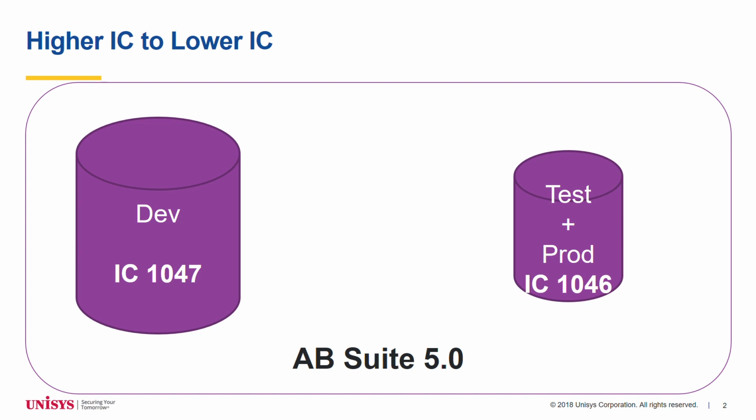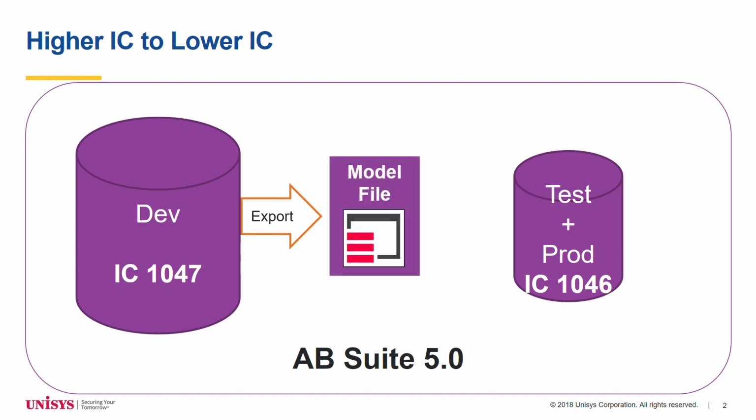As you would be aware, AB Suite has supported the ability to export changes from a higher IC to a lower IC for some time, as long as it's within the same major AB Suite release. This provides the ability, in a typical dev test prod configuration, for dev to be upgraded to the latest IC, 5.0.1047, whilst test and prod remain on a previous IC, 1046.